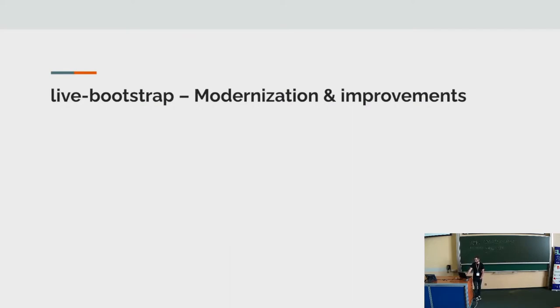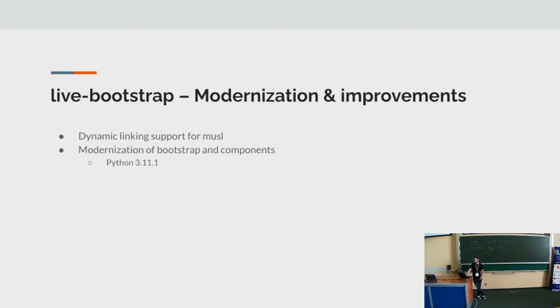So Live Bootstrap itself needed modernization and some improvement, including the addition of dynamic linking support for musl, which it uses as its final libc. It has a few libcs that it uses along its bootstrap path, but it ends with musl. Also modernization of the components, so the bootstrap ends with Python, GCC, binutils, and autotools from around 2022 or 23, which is good enough. And many bug fixes and improvements were made.